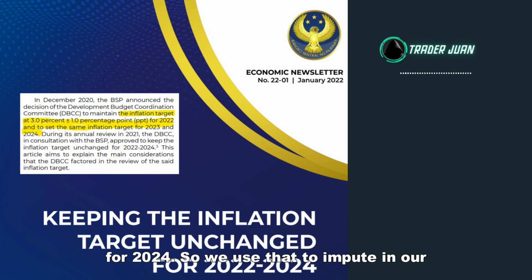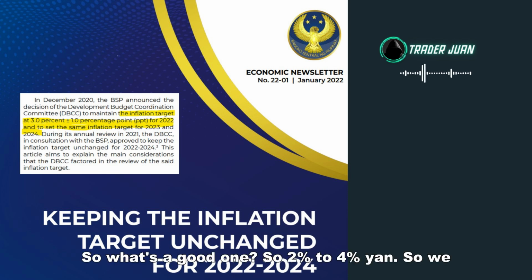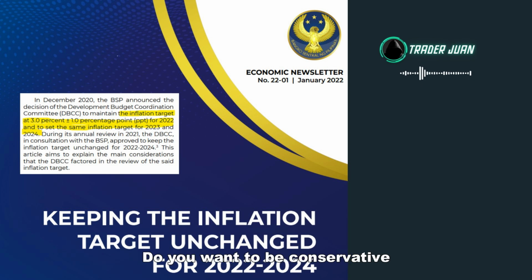So we use that to impute in our formula for this. No? So what's a good one? So 2 to 4 again. So we just pick which one we are more comfortable in. Do you want to be conservative and just use 2%? Or do you want to be more aggressive para ma-shelter ka from higher inflation for the remainder of the year? So you use 4%. Now, so there is a range. So it's up to you now what inflation or buffer you would use.